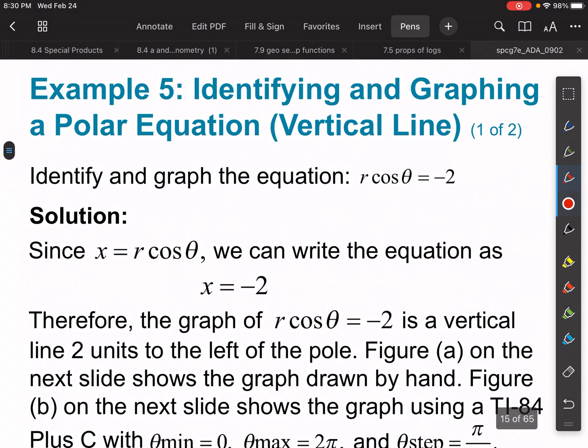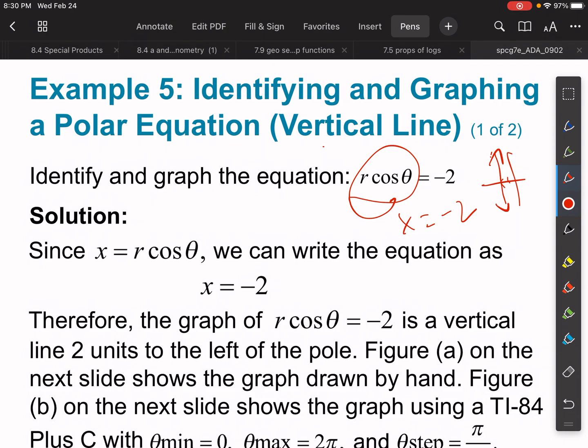Example 5 says identify and graph a polar equation that's a vertical line. So for this one, we have r cosine of theta is equal to -2. Remember that r cosine of theta is just x, right? So this is x equals -2, which is a vertical line that happens at x equals -2. So I got this guy right here.